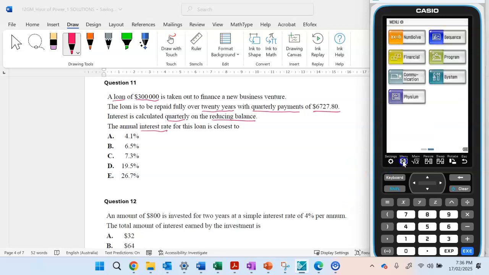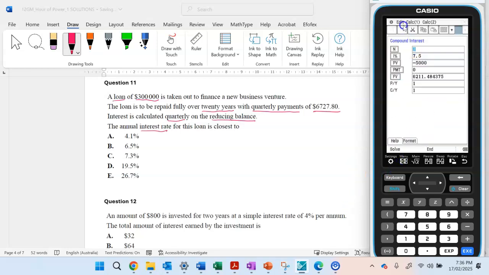So just putting it straight onto Financial Solver. So let's go to clear. And as you're told something in the question, then put it in Financial Solver. So a loan of $300,000. So that's going to be our principal, and it's a loan, so it's going to be positive. All right. The loan is to be repaid fully over 20 years with quarterly payments. So it's going to be 20 times 4. So 4 quarters in a year.